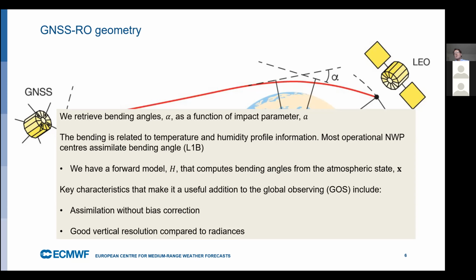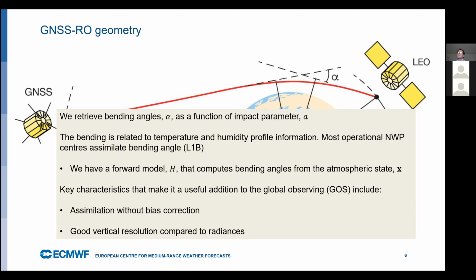Now, radio occultation has a number of useful properties that make it a useful contribution to the global observing system, but I always think the two key properties that stand out are, first, that it can be used in our NWP system without bias correction to an NWP model, which is very useful for estimating and correcting biases in short-range forecasts or model biases and so on. And second, because of the limb geometry of the measurement technique, it provides information with very good vertical resolution.